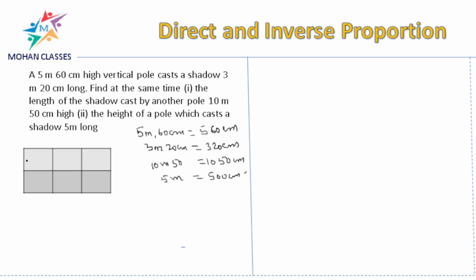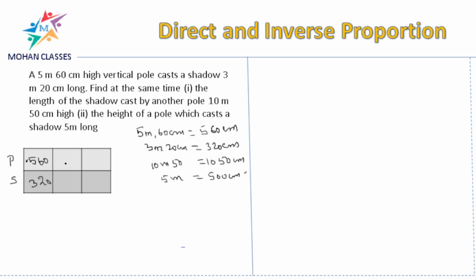560 centimeter pole creating 320 centimeter shadow. A 5 meter 60 centimeter high vertical pole caused a shadow of 3 meter 20 centimeter. Next one is find the length of the shadow. Here you have to find out length of the shadow. It is pole, it is shadow.